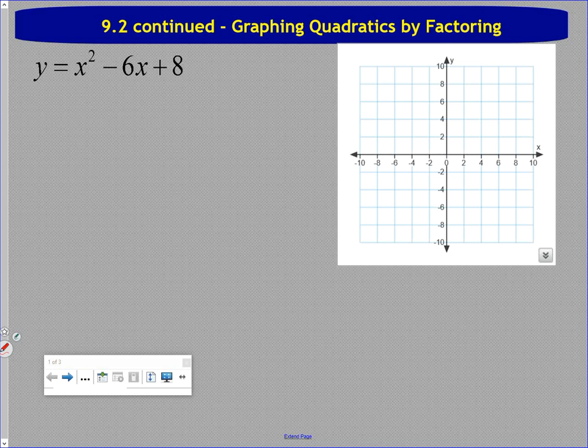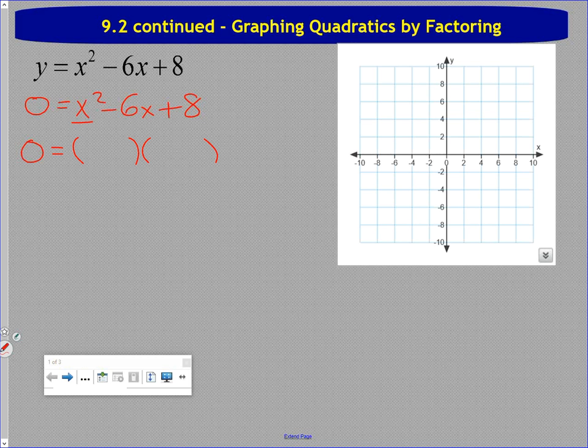So we need to find the zeros, find the values of x that make y equal to 0. So the first thing we're going to do is set y equal to 0, not 0 equal to 0, y equal to 0. Okay, then we just need to factor that. So how do I factor that trinomial into 2 binomials?